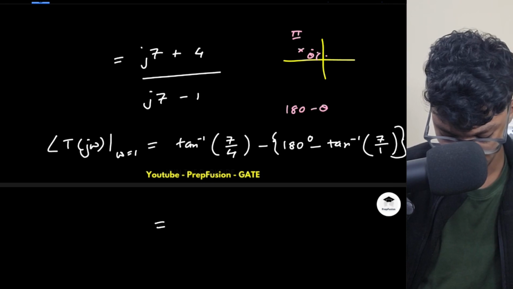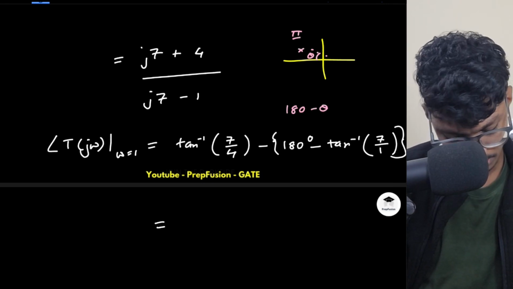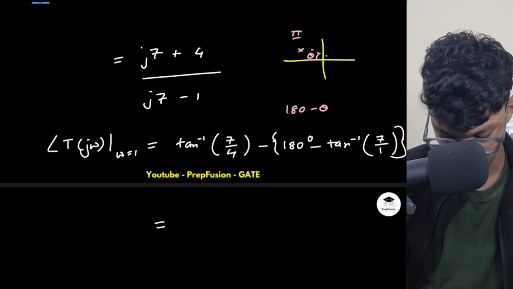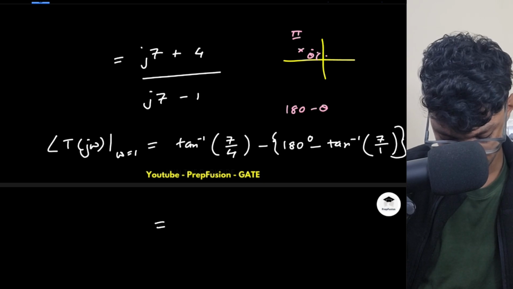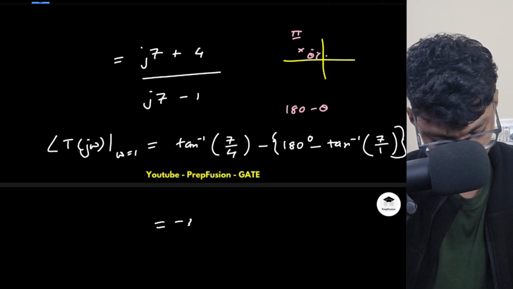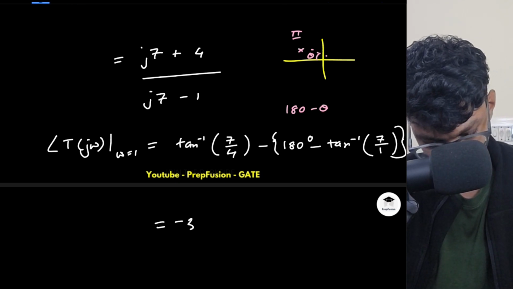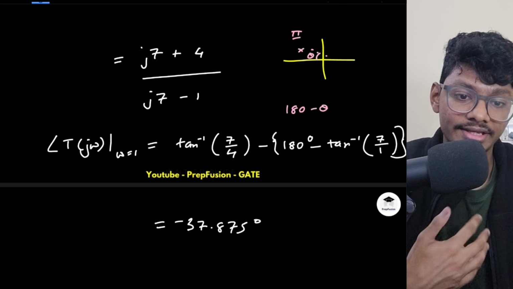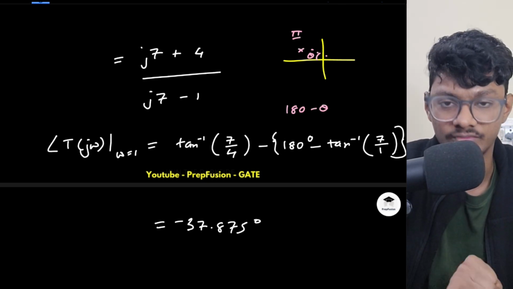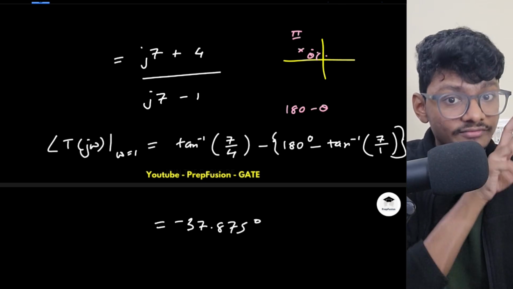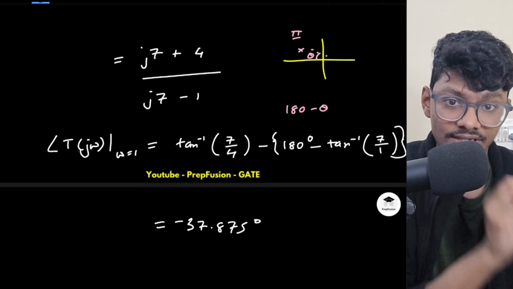7 divided by 4, tan inverse 60 minus 180 plus tan inverse 7. So it comes out to be minus 37.875 degrees. So it is providing an angle of minus 37.875 degrees. How much phase lag it is providing? Whenever the word phase lag is introduced, automatically the negative sign is taken care of.